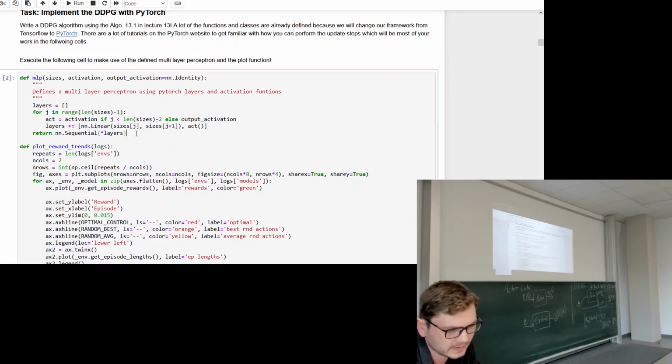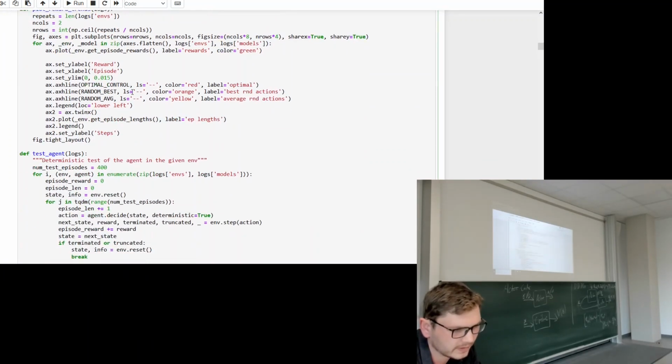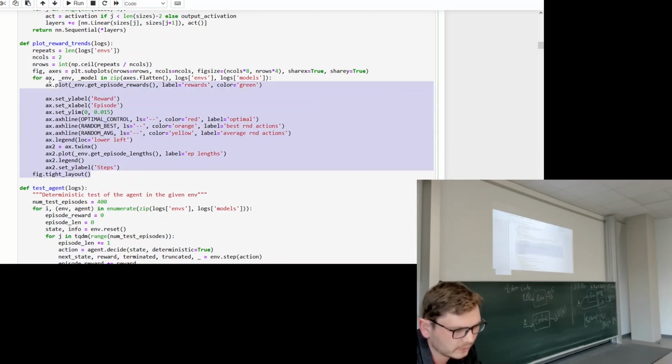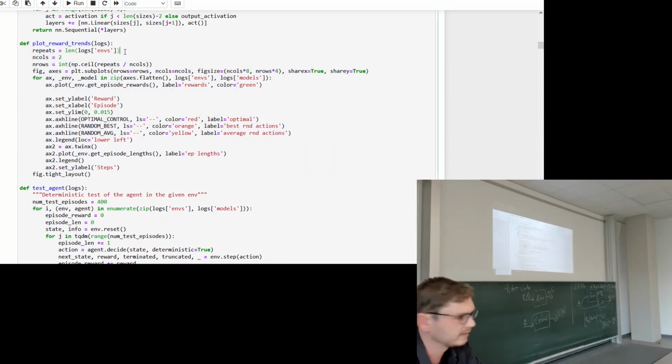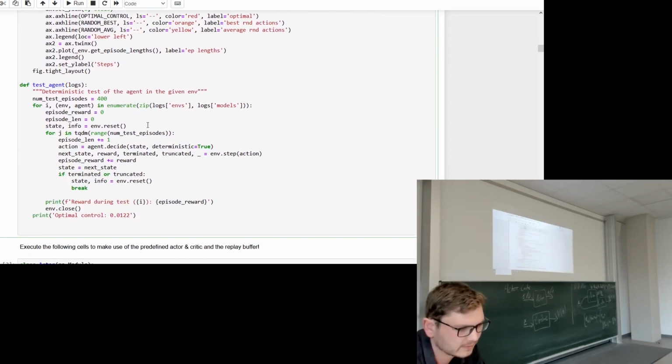So we define just a simple function that builds us a multi-layer perceptron. Nothing too heavy, honestly. I mean, this is also the code that was given to you already. Some plotting routines so that we can evaluate the results later on, and then some testing routines so that we can evaluate how the performance of our agent is.